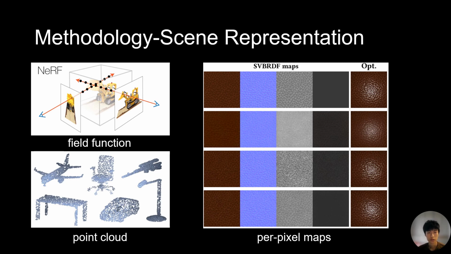We start by choosing a suitable scene representation. Our choices include continuous representations such as the field function in NeRF, or discrete representations such as point cloud and voxel grid. We finally chose per-pixel maps as our scene representation, given their compatibility with traditional rendering engines and the ability to provide users with strong control over the scene, since users can directly edit the pixel values to change the scene parameters.